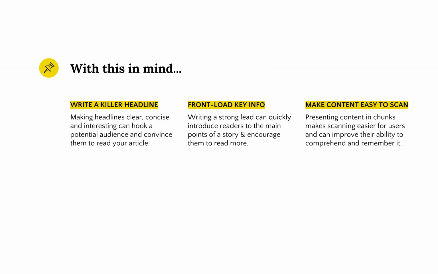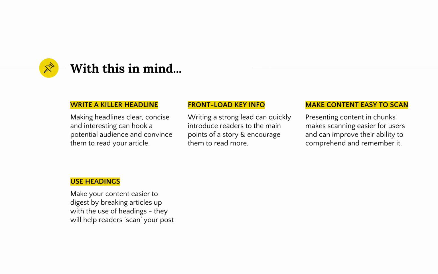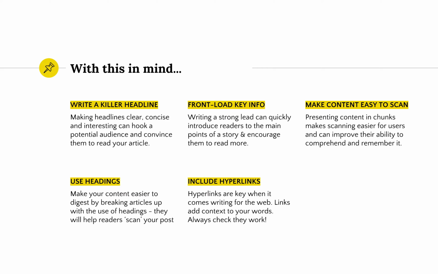Number 3. Make content easy to scan. Presenting content in chunks makes scanning easier for users and can improve their ability to comprehend and remember it. Number 4. Use headings. Make your content easier to digest by breaking articles up with the use of headings. They will help readers scan your post. And number 5, include hyperlinks. Hyperlinks are key when it comes to writing for the web. Links add context to your words. Always check those hyperlinks work.